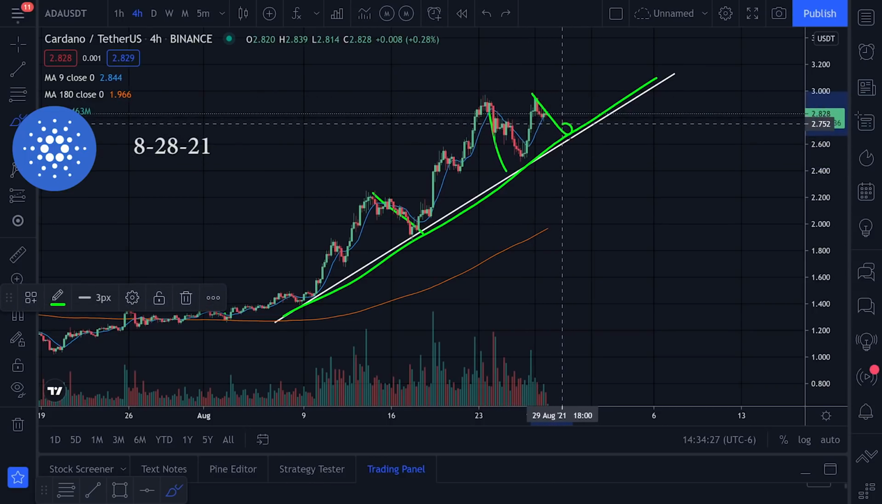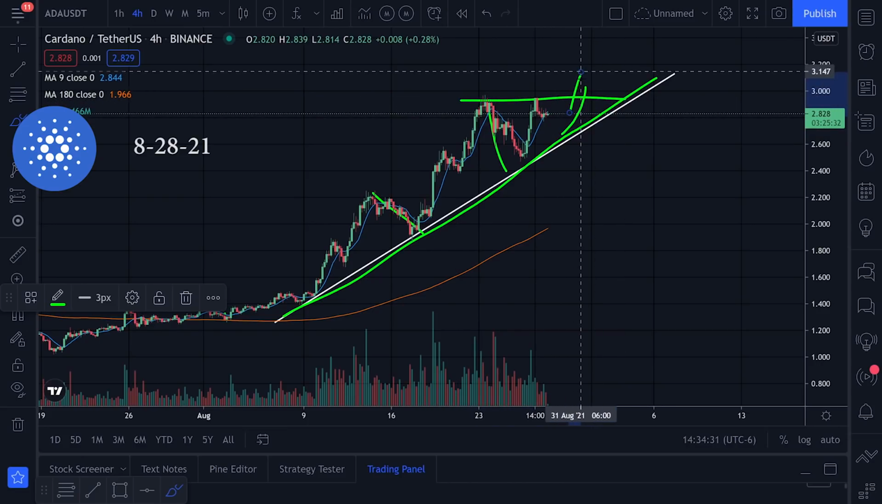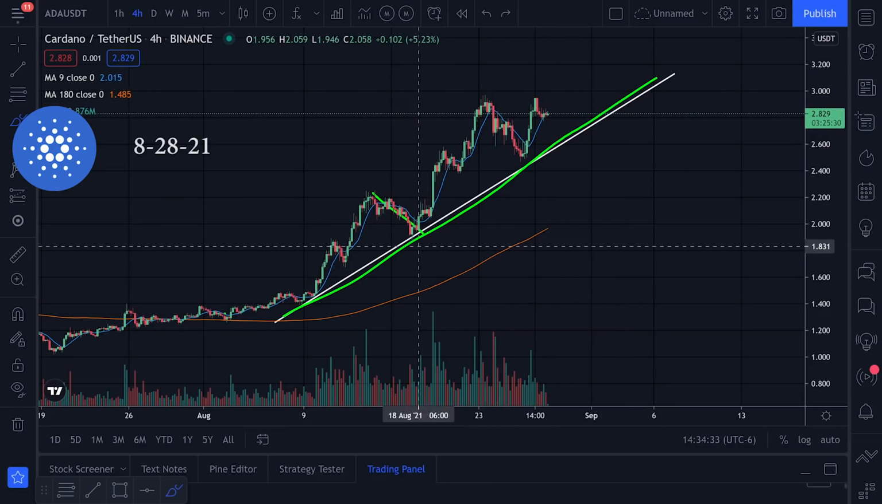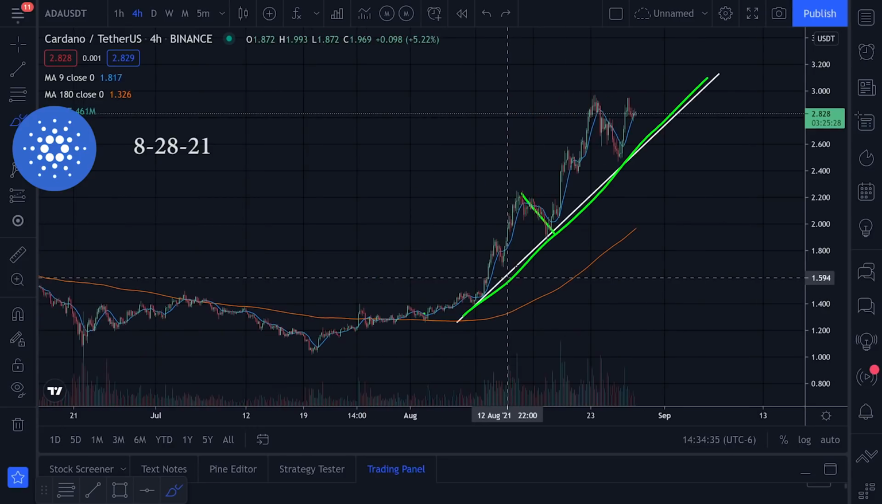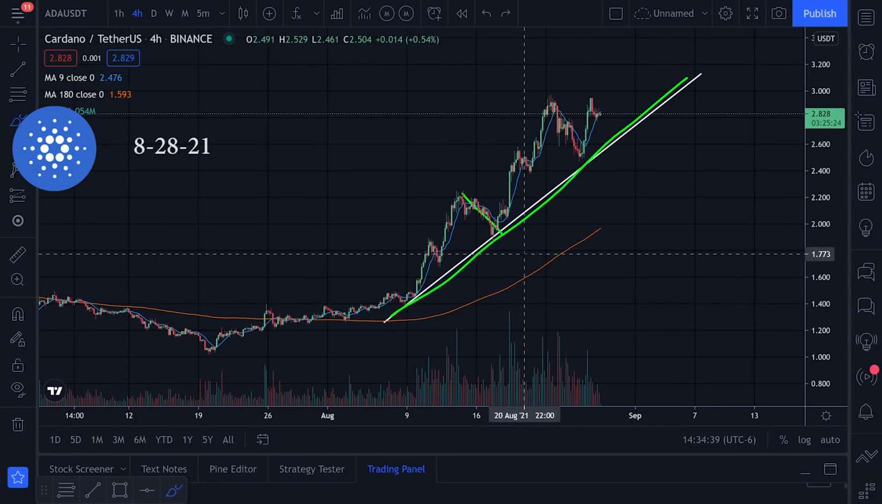Maybe we just need to come down and retest this trend line again and then come back up to break through this. But I mean, we haven't had any big corrections like testing down to the 180 or anything like that. So let me know what you guys think in the comments.